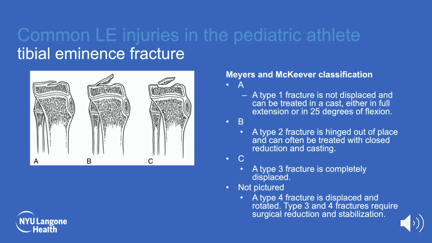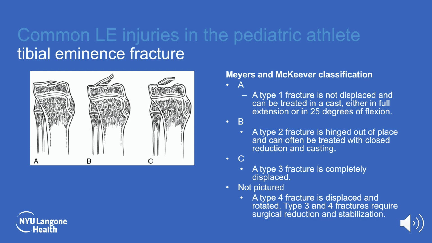So all the way on the left, the type 1 is not displaced. This may be treated with a long leg cast and some relative extension, so just a touch of flexion. Or you can also do a cylinder cast. So a type 2 is listed in B here. This is where you still have a posterior hinge in place. These may be treated non-operatively if you are able to effect a reduction, and that's typically by placing the leg into extension. And the next pictures will show this.